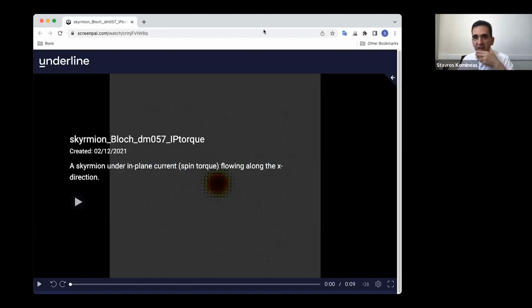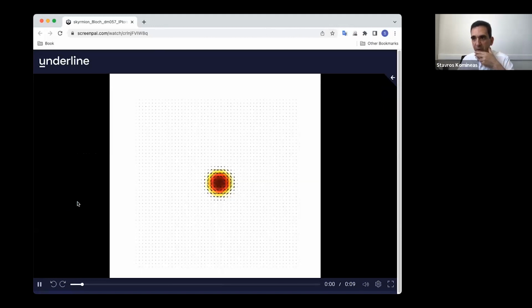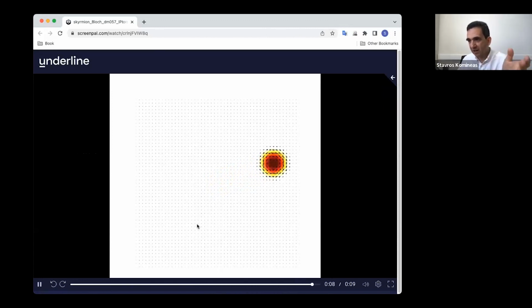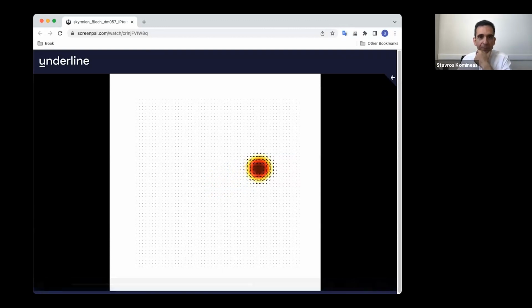I believe you can see that. And now I have a simulation of a skyrmion where you apply a current flow in the horizontal direction. And you see it is dragged by the flow, but it is also deflected perpendicular to it. Now, if you switch off the current flow, this stops.